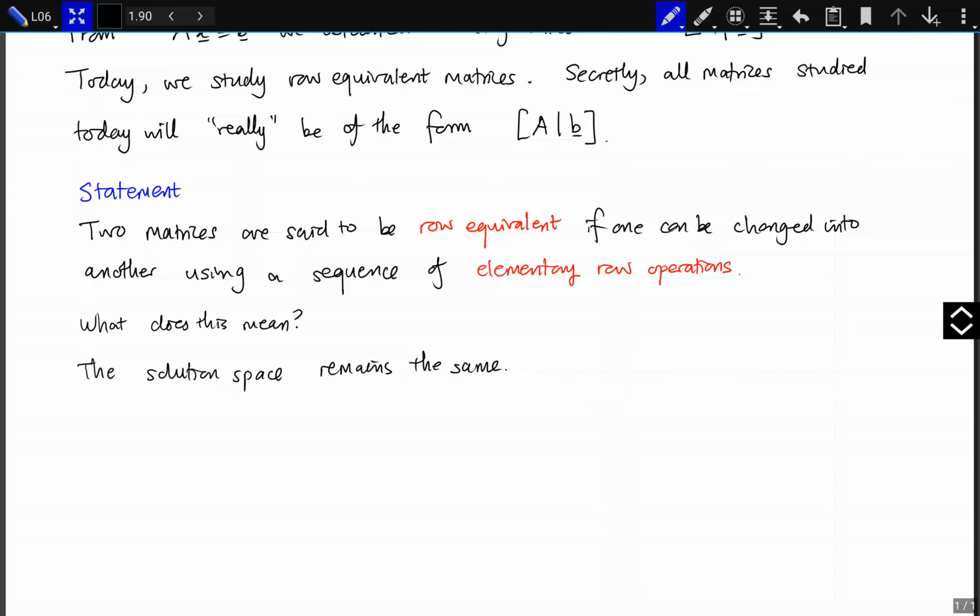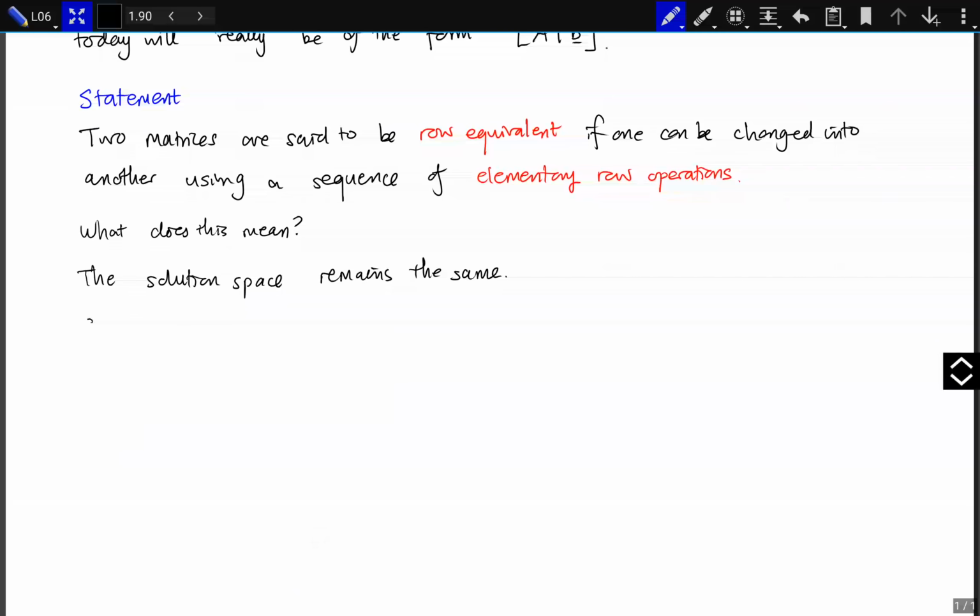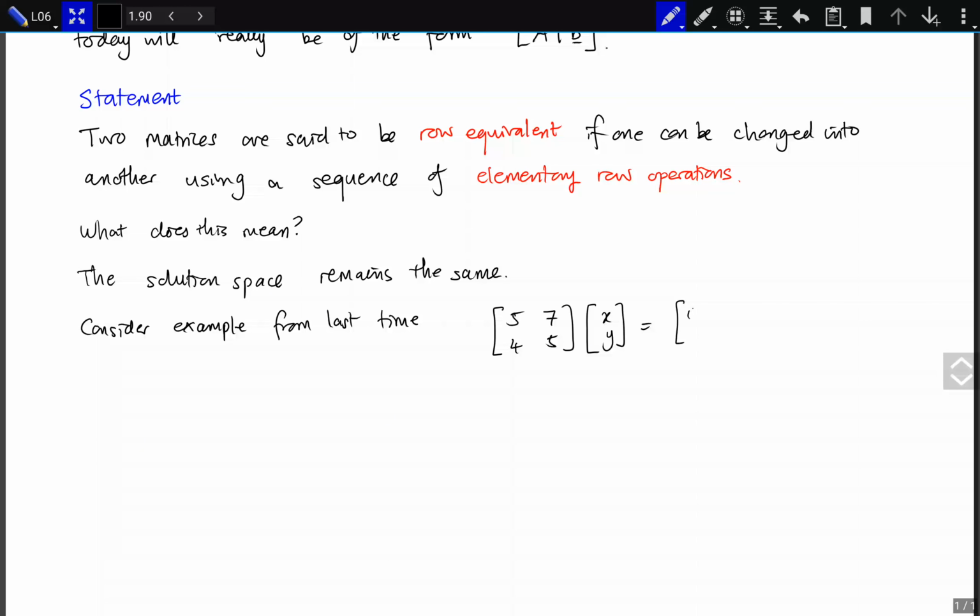So if we consider again the example from last time, sorry, just to mention that this statement here started here and ended here, and we'll explain what elementary row operations are very soon. So consider the example from last time where we had the 2 by 2 matrix with rows 5, 7 and 4, 5, applied to (x, y) to give (13, 10).